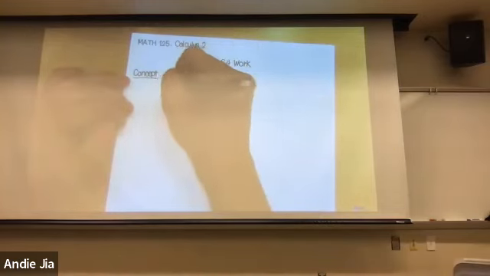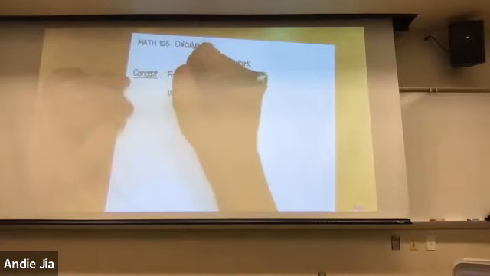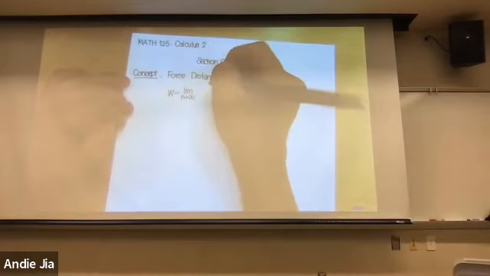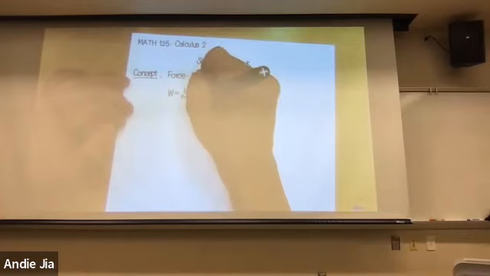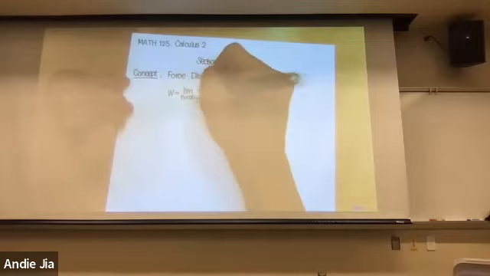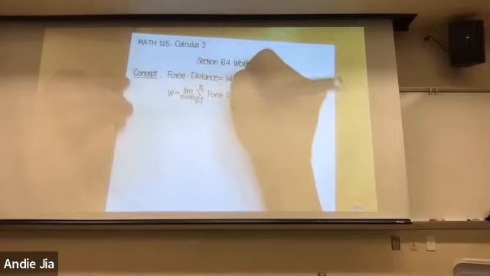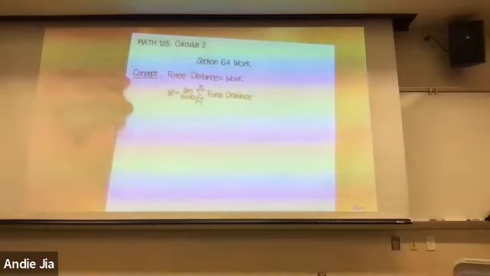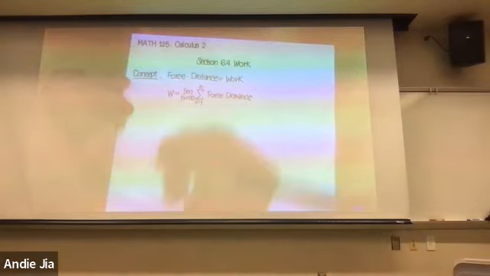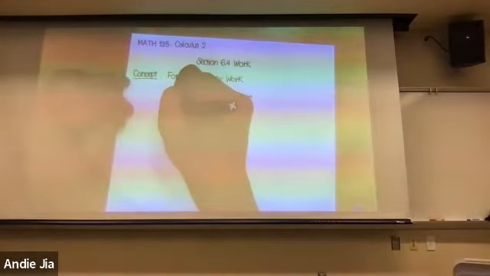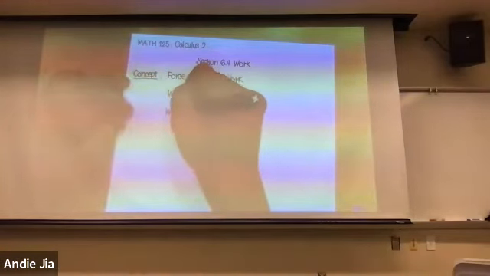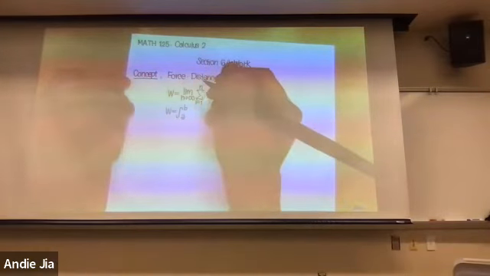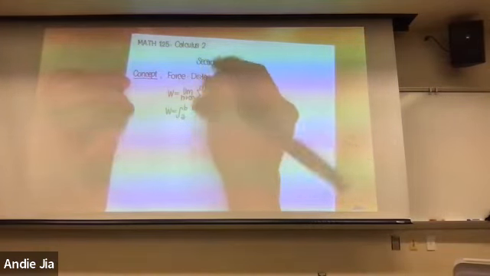So the work equals a limit as n goes to infinity of a sigma notation, i equals 1 to n, of force times distance, and as a definite integral from a to b, where force is a function and distance is another function.